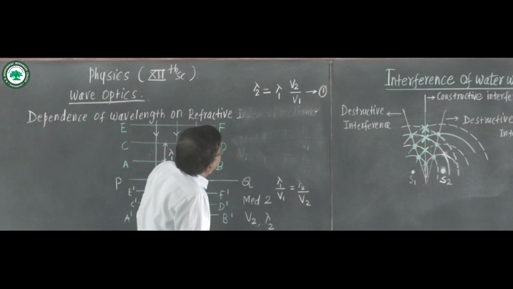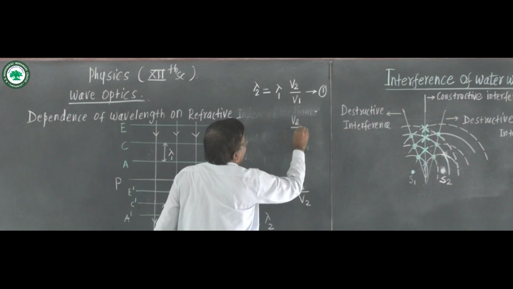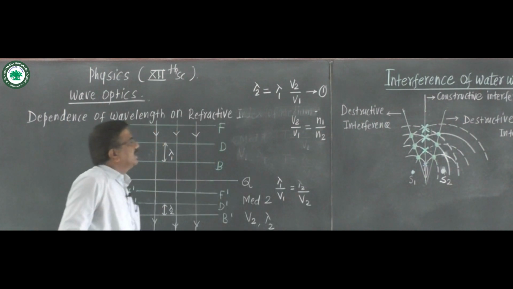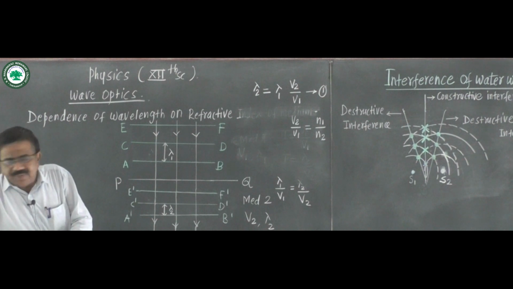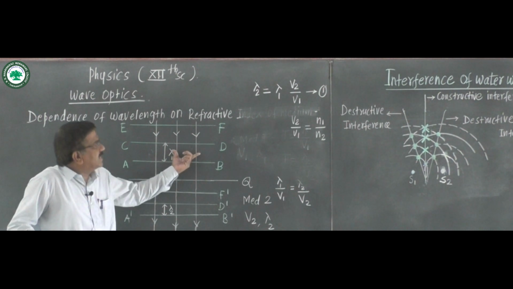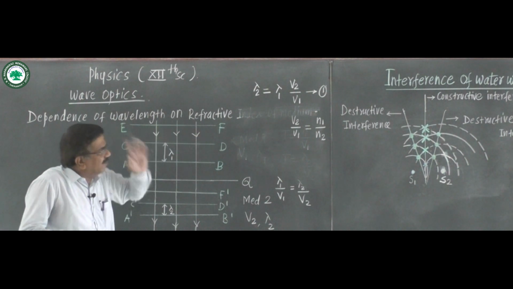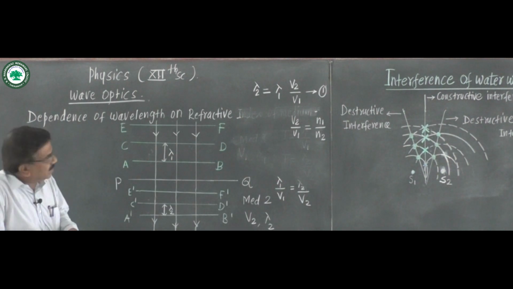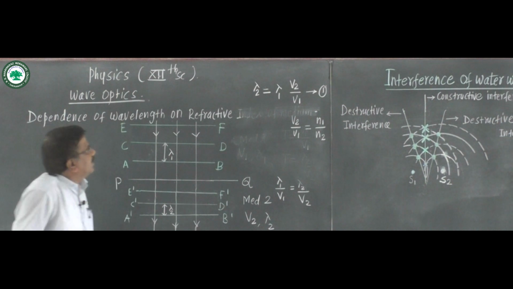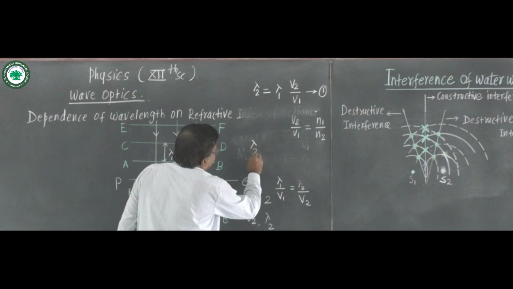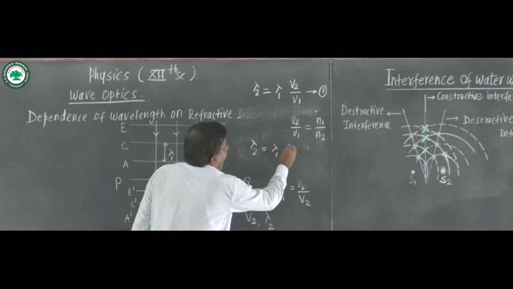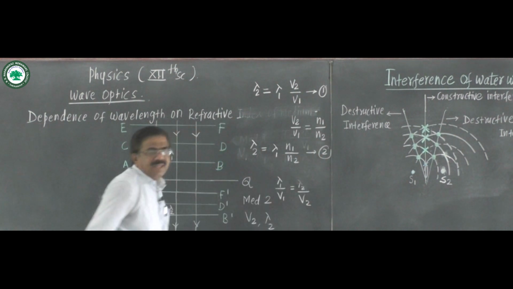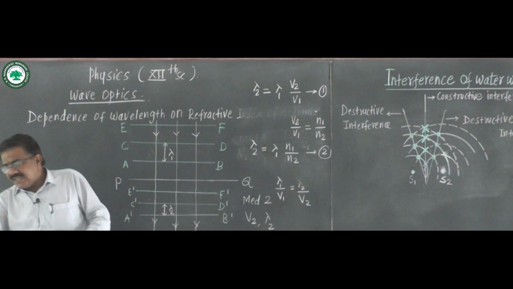But we know v2 upon v1 is equal to n1 upon n2. We have studied this, where n1 is absolute refractive index of medium 1, n2 is absolute refractive index of medium 2, and hence our equation 1 becomes lambda 2 is equal to lambda 1 n1 upon n2.